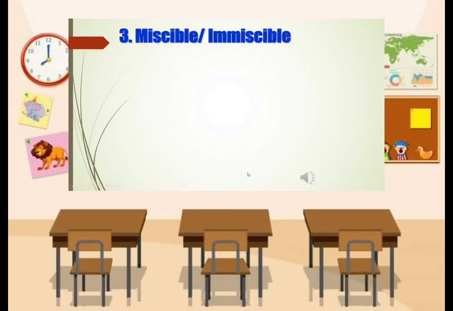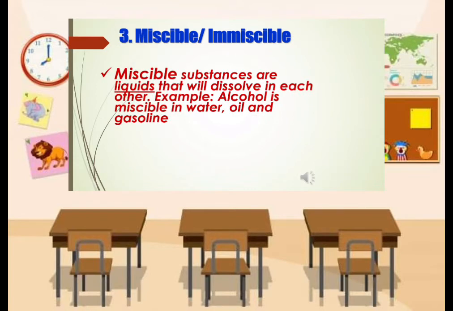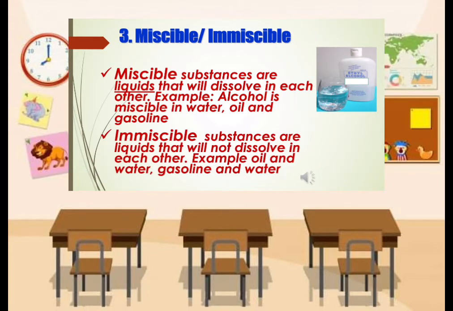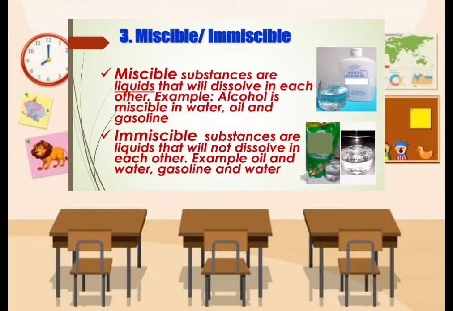Number 3, miscible and immiscible. Miscible substances are liquids that will dissolve in each other. Example, alcohol is miscible in water, oil, and gasoline. Immiscible substances are liquids that will not dissolve in each other. Example, oil and water, gasoline and water.